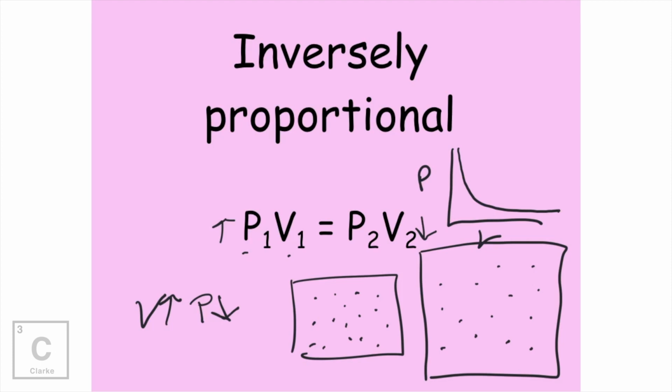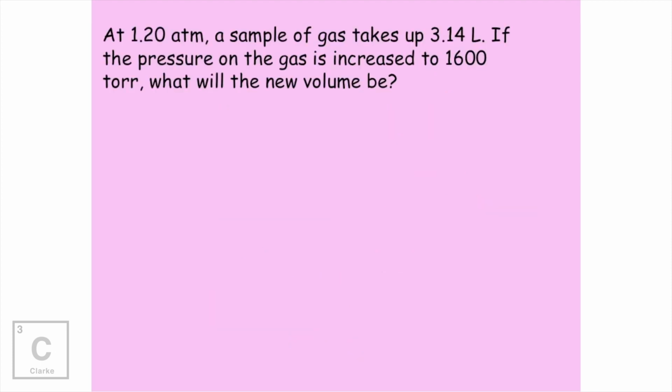Let's look at a math problem. At 1.20 atmospheres, a sample of gas takes up 3.14 liters. If the pressure on the gas is increased to 1600 torr, what will the new volume be? Couple of things. Let's go and identify these variables.